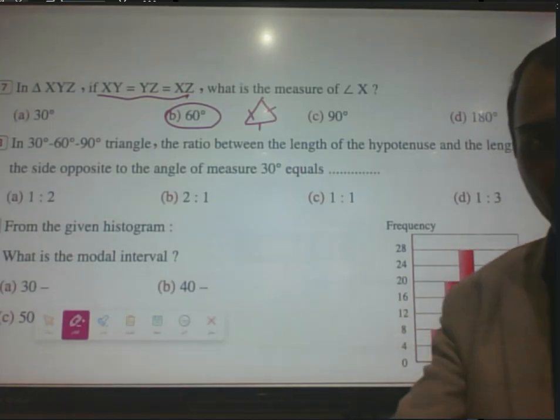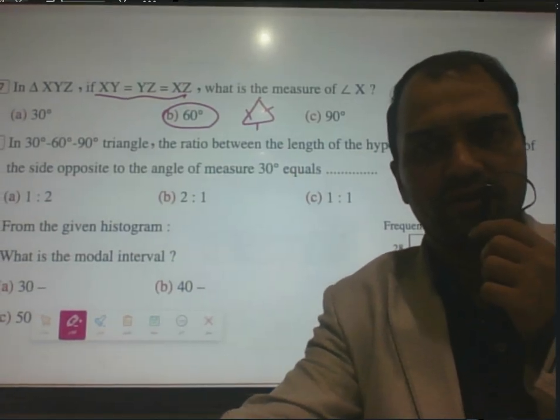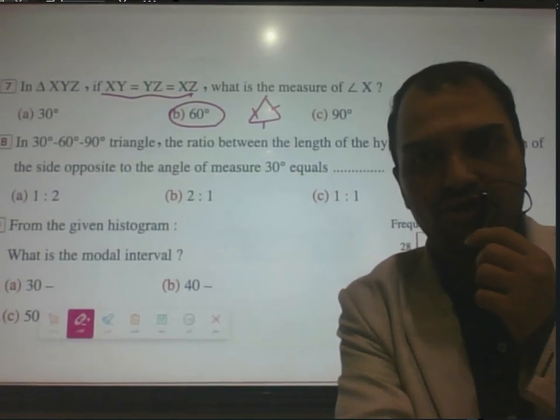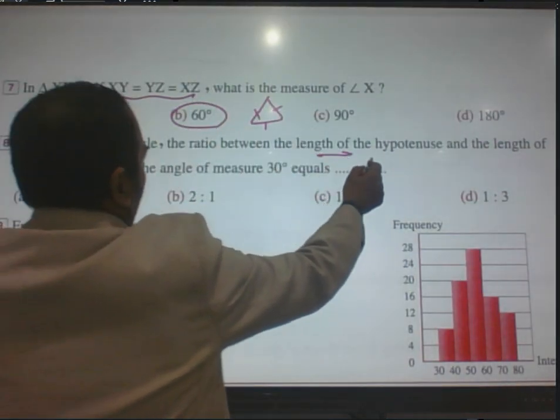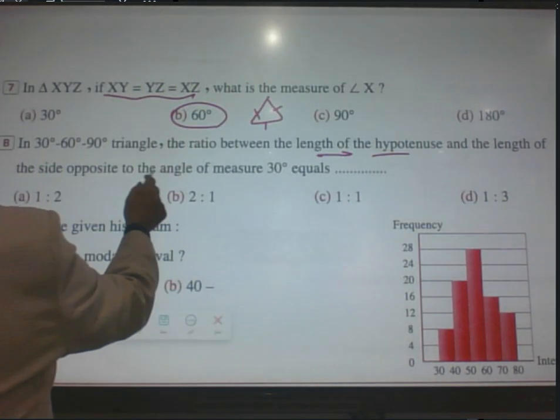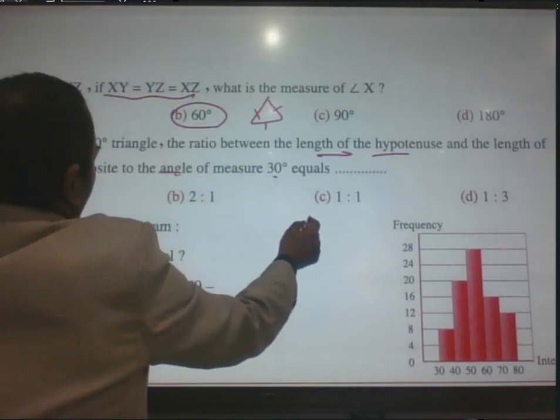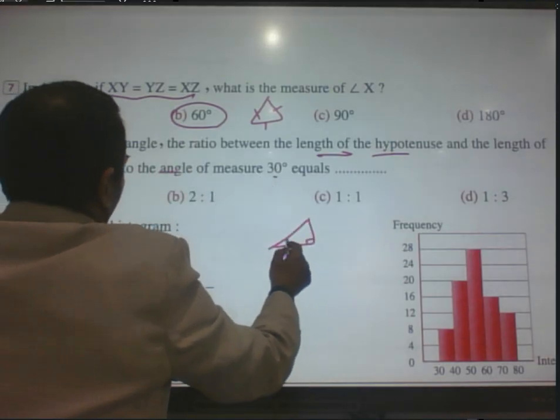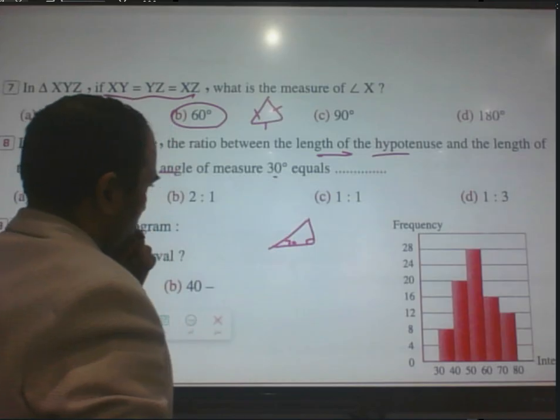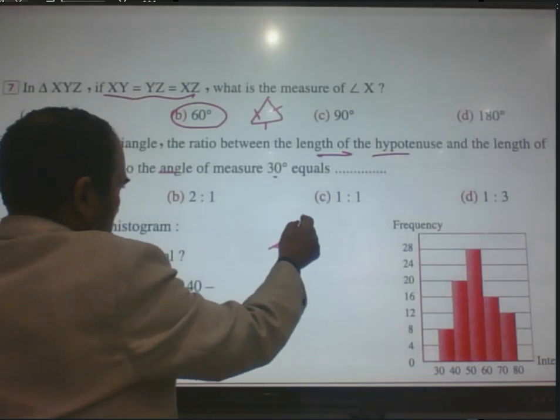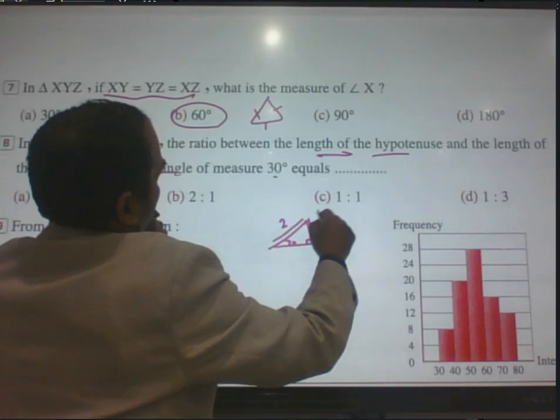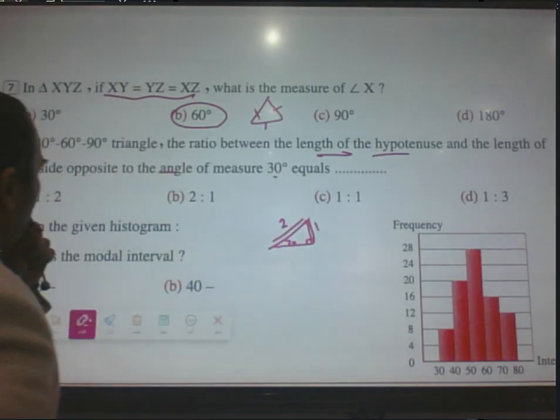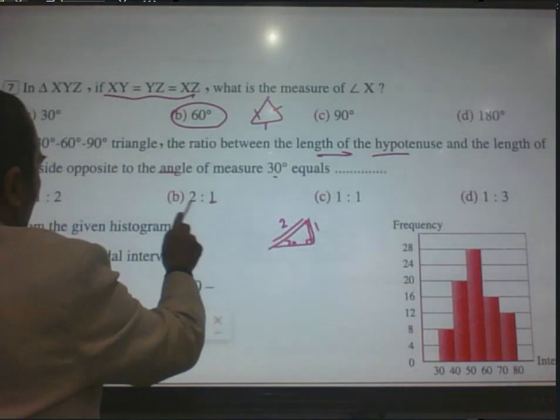Next question now, number 8. Insert this 30-60-90 triangle. We have this triangle. Look at here. You want to find what? The ratio between the length of hypotenuse and the length of the side which is opposite angle 30. We know in right angle triangle 30-60, the side length opposite 30 is half of hypotenuse. So the ratio between hypotenuse to the length opposite the angle of 30 will be 2 to 1.